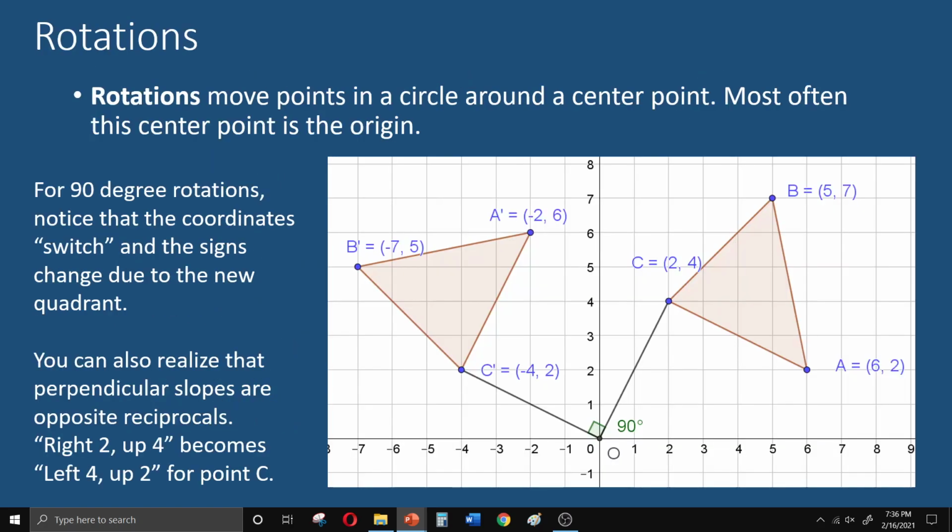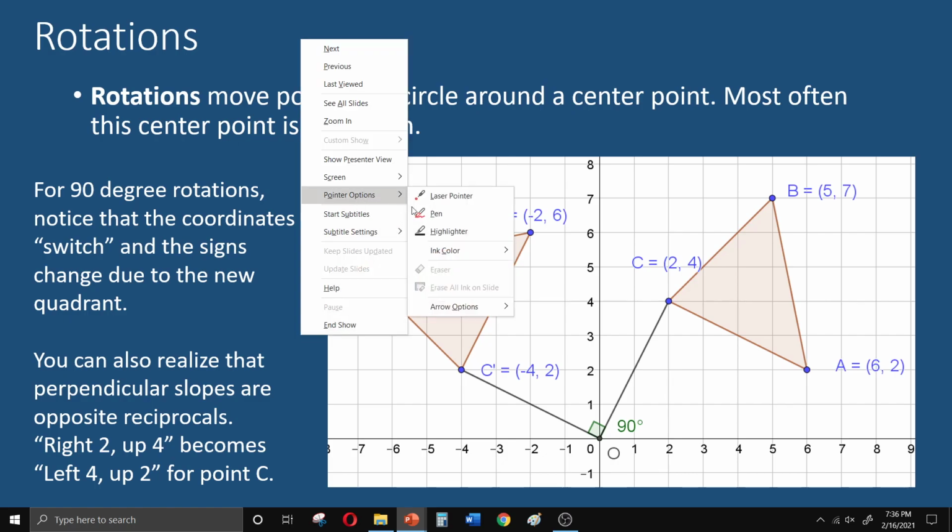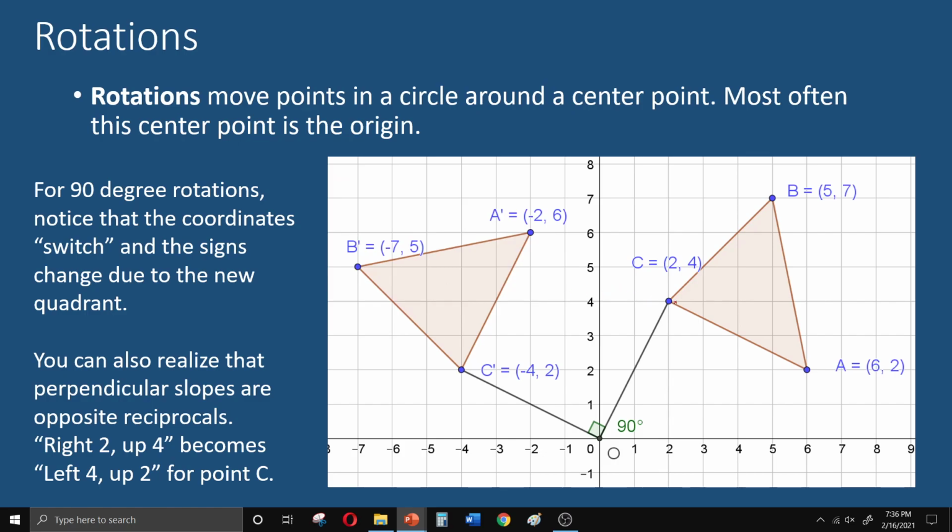Rotations are a little more complicated. We talked about this in class, the idea of drawing that perpendicular line. So we start at some point C, and we want to rotate it around the origin. This would be rotating counterclockwise 90 degrees. Clockwise would be this way. You can abbreviate, that's fine.